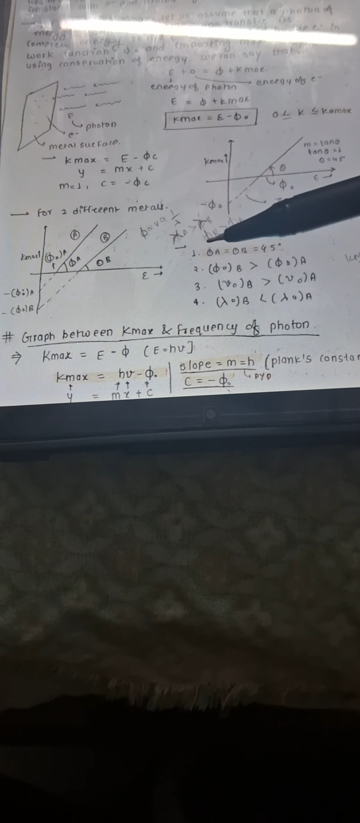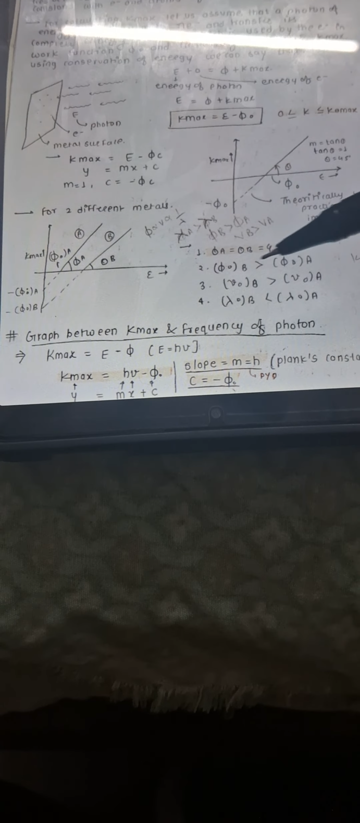Now let's analyze the entire results for two different metals. Suppose there are two metals A and B. Angles are theta A, theta B. These are the intercepts. So from the graph we can analyze that both angles are equal and equal to 45 degree. Then, as evident from the graph, work function for B is greater than that of A, which means threshold frequency of B is greater than that of A, which again explains that threshold wavelength for B is less than that of A.